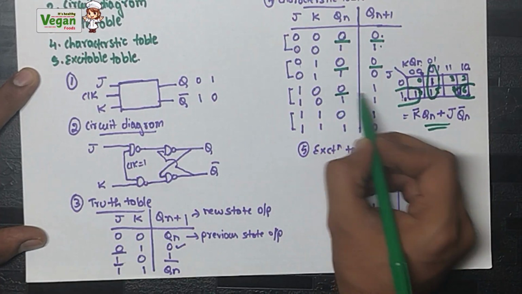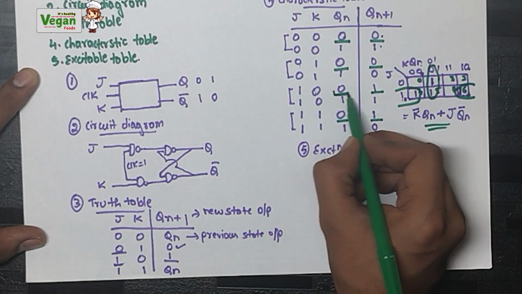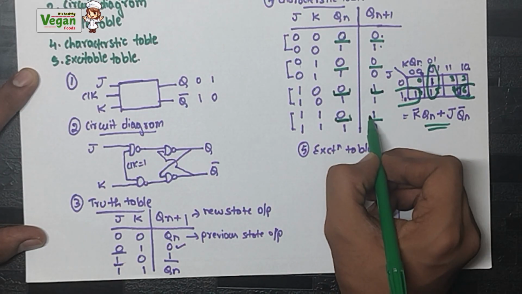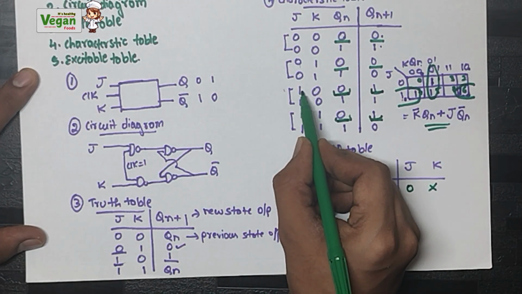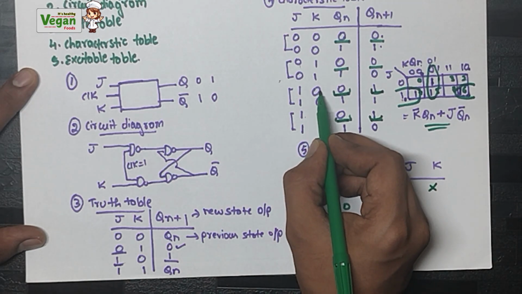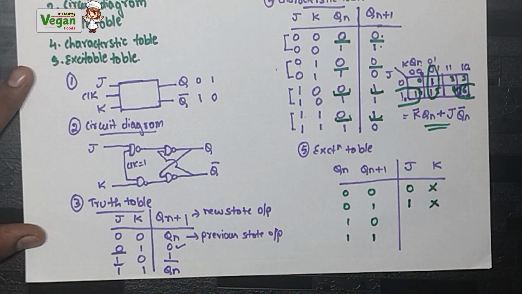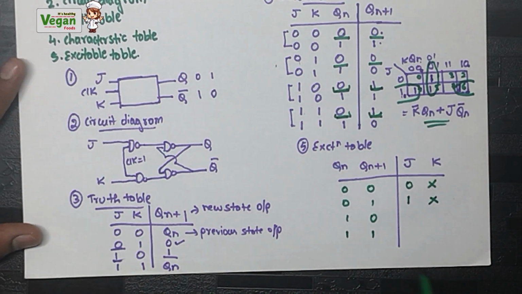Next, Qn is 0, Qn plus 1 is 1. Qn is 0, Qn plus 1 is 1. So now we are considering this. What is the J value? J value is 1. Here also J value is 1. Right. Here K value is 0. Here K value is 1. That is, K value is varying. We will not write.